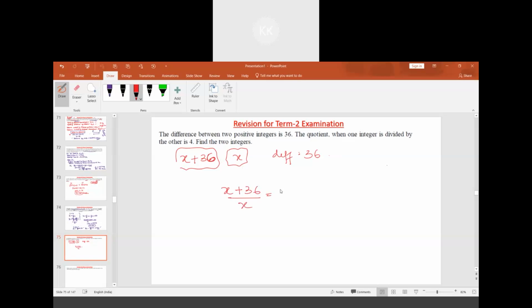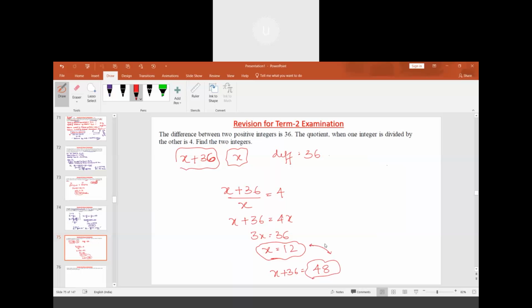So x plus 36 is equal to 4x. So 3x will be equal to 36. x will be equal to 12. One of the integers is 12. The other is x plus 36, which is 48.